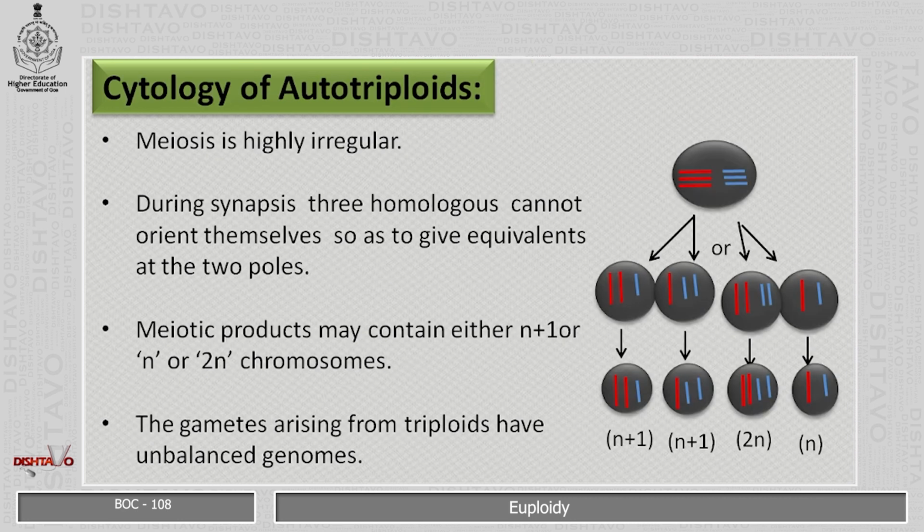Cytology of autotriploids. The meiosis is highly irregular in autotriploids. During synapsis, three homologs cannot orient themselves so as to give equivalence at the two poles. Meiotic products may contain either N plus 1 or N or 2N chromosomes. As you can see in the figure, the gametes arising from triploids have unbalanced genome.